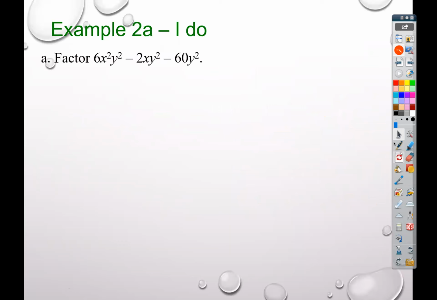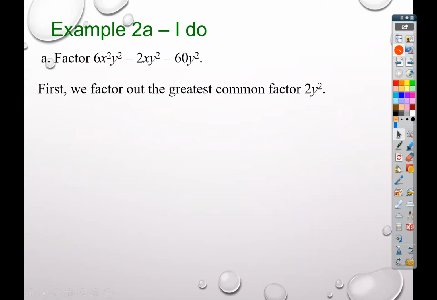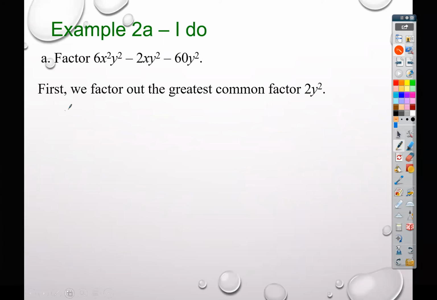All right, 2A. All right, so we have to factor this. Now, what is the first step in every single factoring problem? You factor out the greatest common factor, which in this case is 2y squared. So if I factor out a 2y squared, I am left with 3x squared minus 1x minus 30.